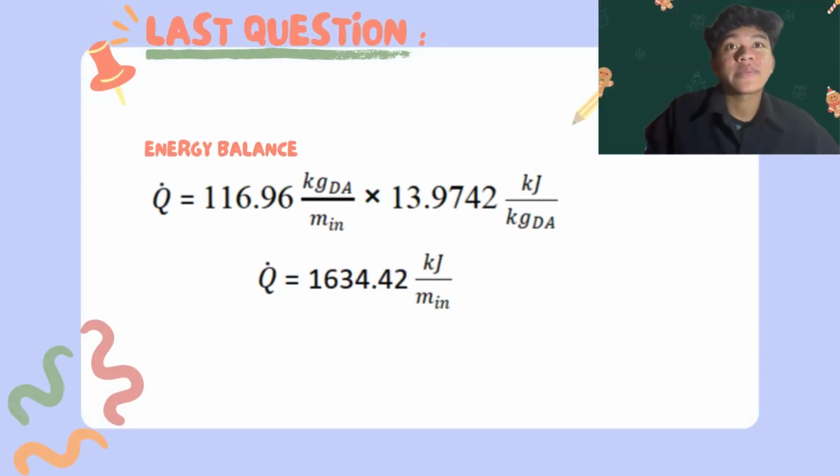Lastly, we do the energy balance. Q equals the formula we stated before: mass flow rate times the specific enthalpy. So Q equals 1634.42 kilojoule over minute.